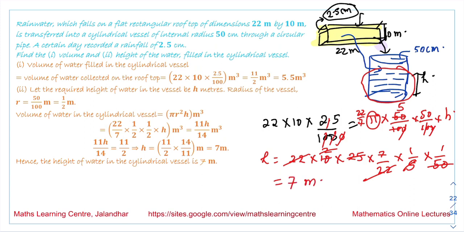So these are the two things that we have to calculate: the volume and the height of the water filled in the cylinder. The two answers we get are that the volume, when you solve this value, is 5.5 meter cube, and the height that you get is 7 meters.